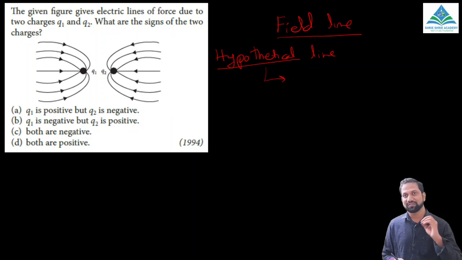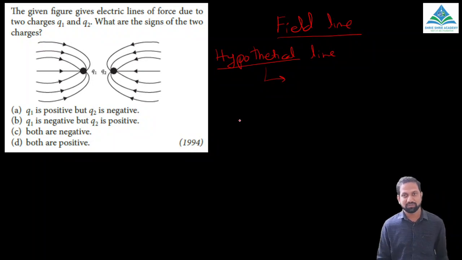The tangent of this line will give you the direction of the electric field at the point where you are drawing the tangent. For example, there is a field line which is like this, and here you need to find the direction. Then you have to draw the tangent this way. So this is the electric field direction at this point A.